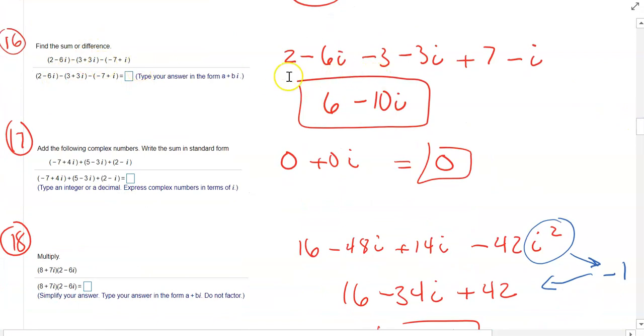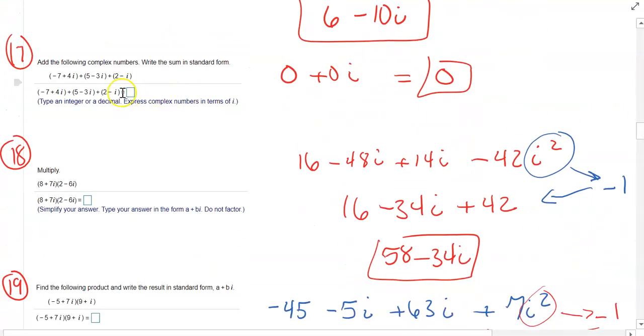Here, we've got to do more of the same. We need to distribute those negatives and collect our like terms. Here, we don't have to distribute any negatives. We're just collecting like terms. Everything gets eliminated, so it's just 0. So you don't need to put 0i.